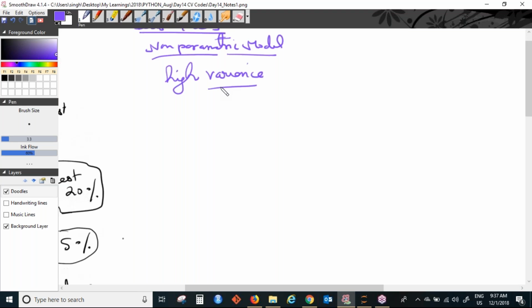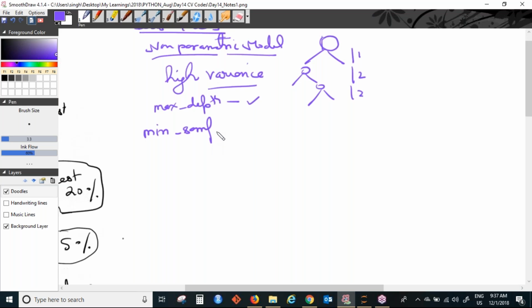So how do we avoid this disadvantage? We have also seen that decision trees have certain parameters. For example, max depth is one of the parameters. Max depth is how deep the tree will be. If you split once, this is depth 1. If you split twice, this is depth 2, and so on. This is depth 3, and so on. So max depth is one parameter in a decision tree, and similarly we have another parameter called min samples leaf.